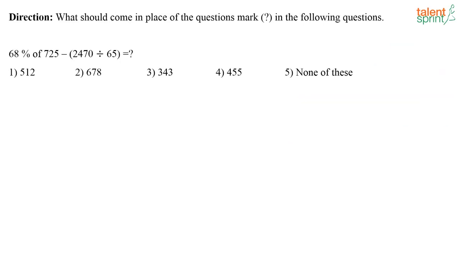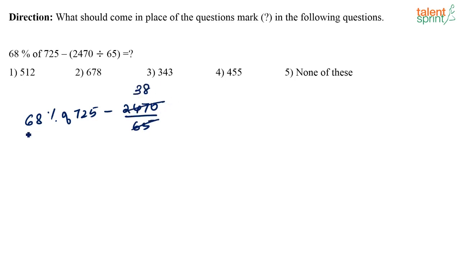Next one. What should come in place of the question mark in the following questions? So, questions on simplification. What is asked here? 68% of 725 minus 2470 by 65. See, 2470 by 65 you can directly solve. I think you will get it as 38.